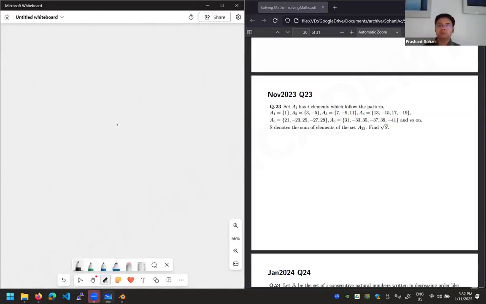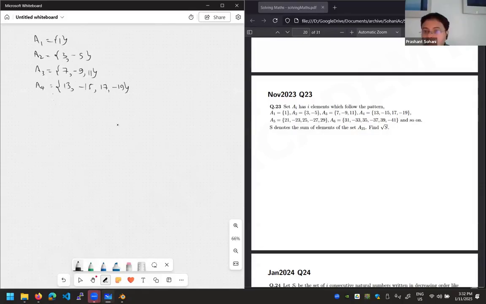Okay, so what is given is a sequence of sets. So A1 is 1. There is some pattern which is given, right? If you observe, every set has alternating positive and negative terms. And the number of terms is increasing. The first had one term, next had two terms, third has three terms. So you see every set has one extra term, and so on and so forth.